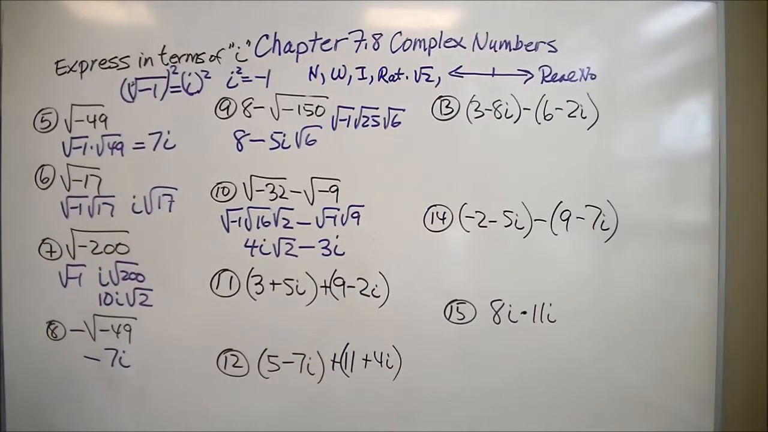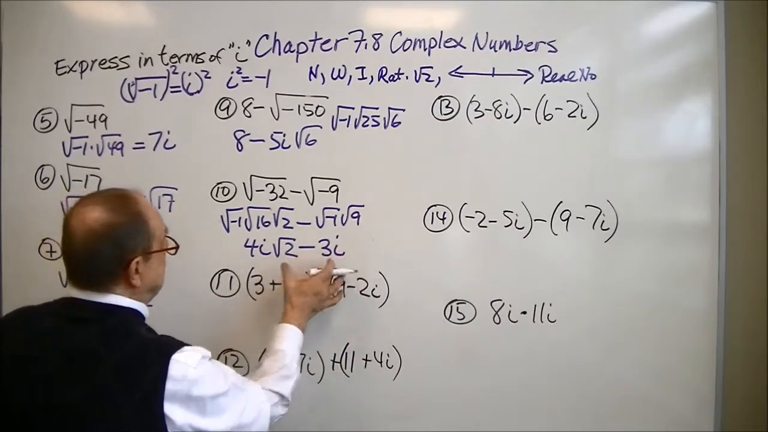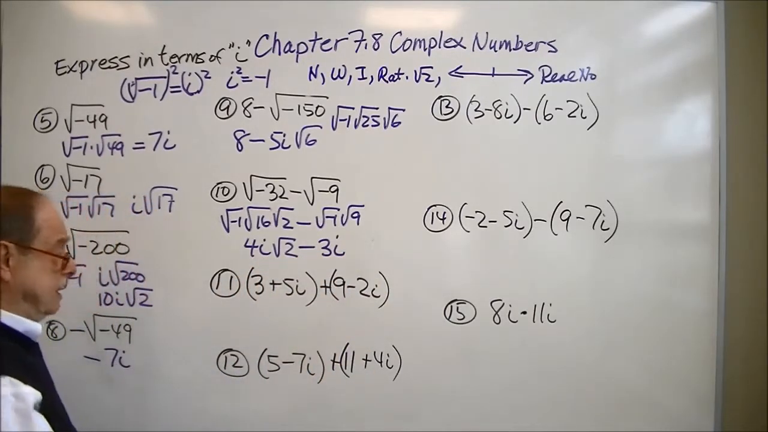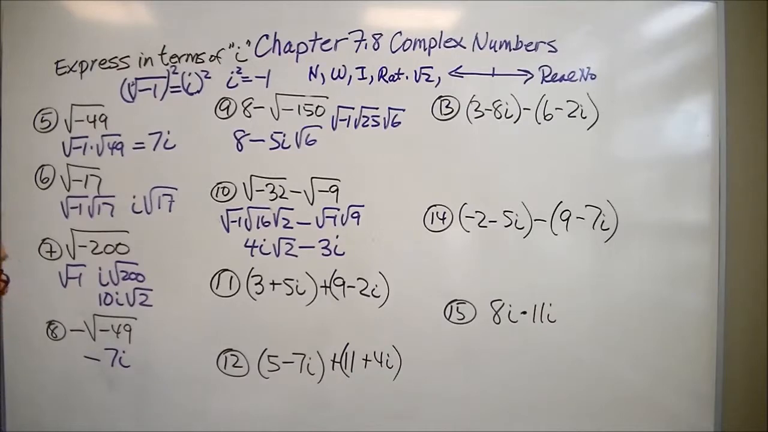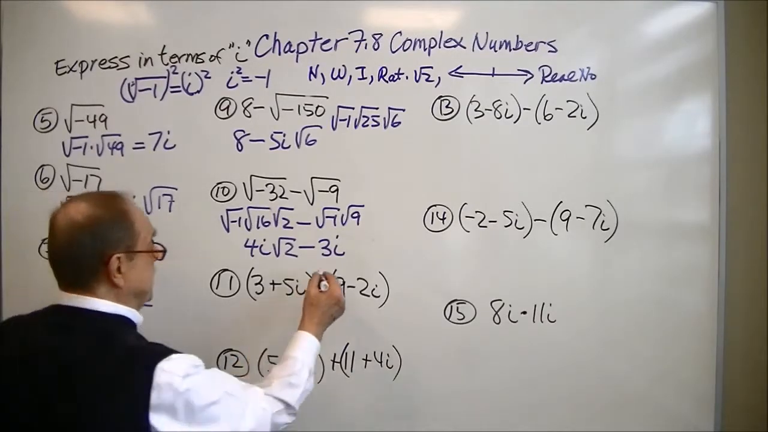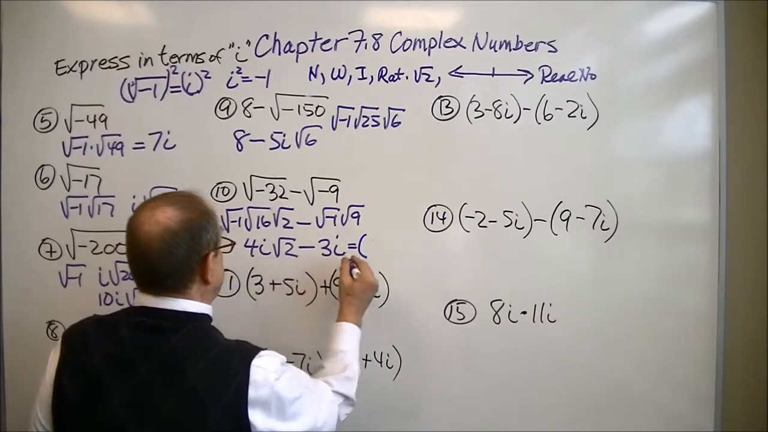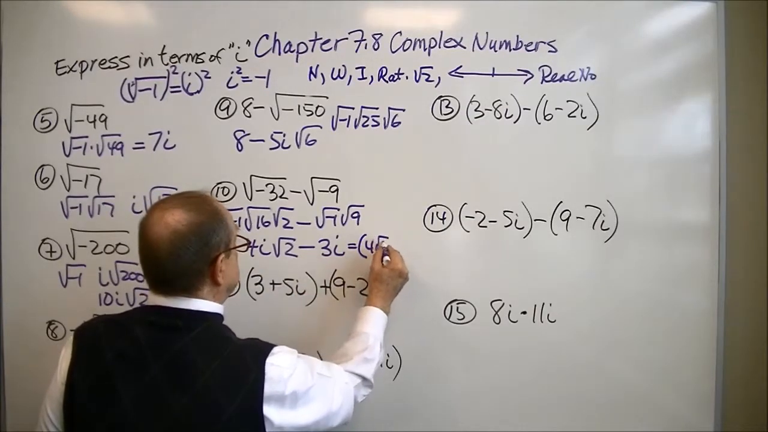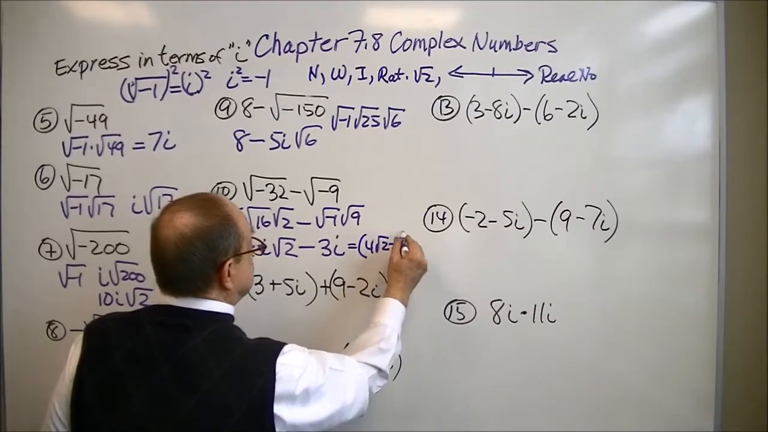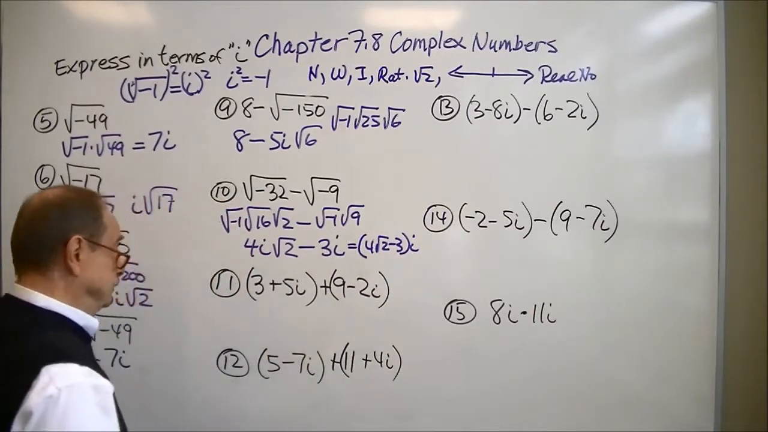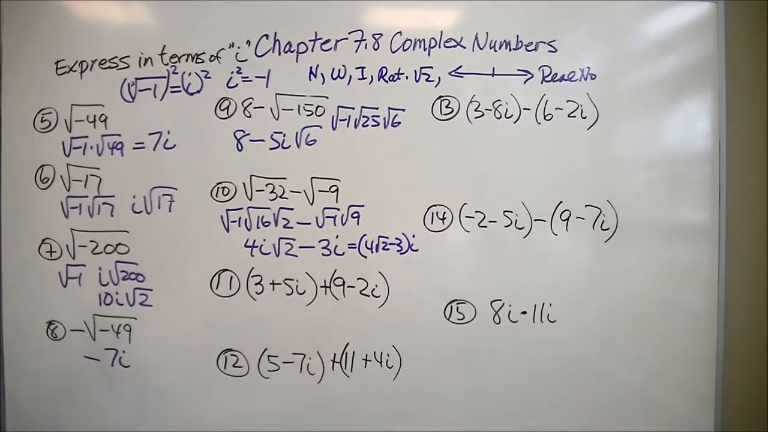Now, the answer they give in the book is they factor out the i. I don't know why they did that, but this is good like this. And let's show you that way. If you just factor out the i, you would have 4, the square root of 2, minus 3, and then the i out there.